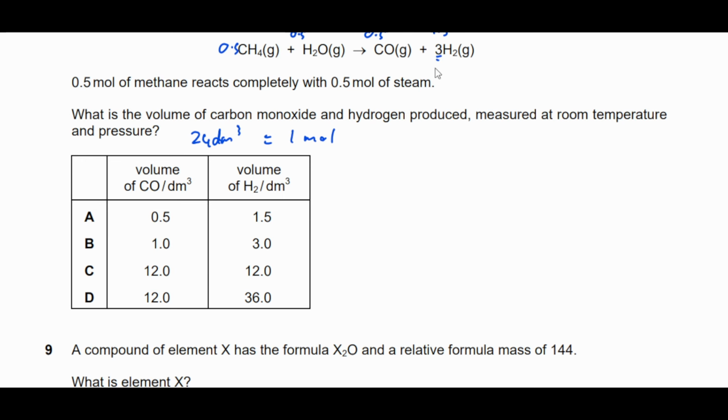So you just need to take 0.5 moles times 24, which is 12, to get the volume of carbon monoxide at room temperature. And you do the same thing for hydrogen, which is 1.5 times 24 equals 36. So therefore your answer is D.